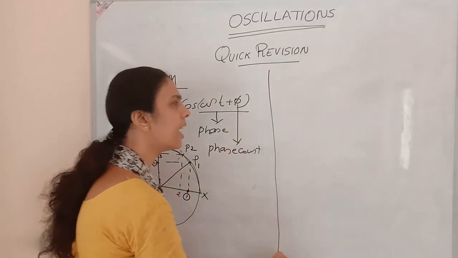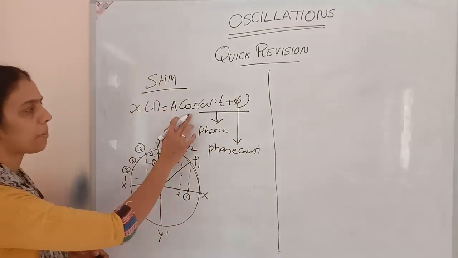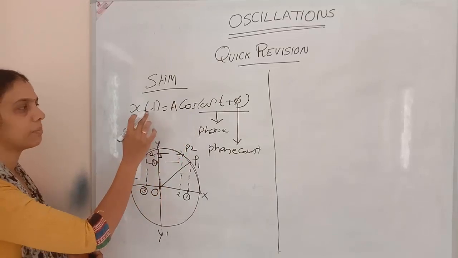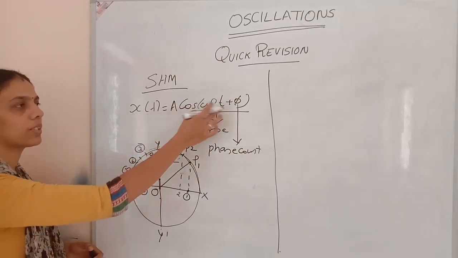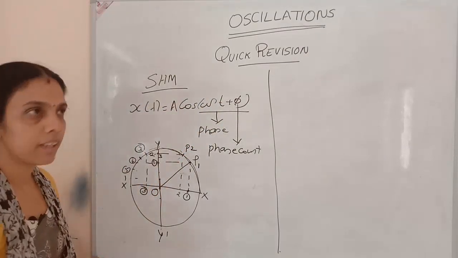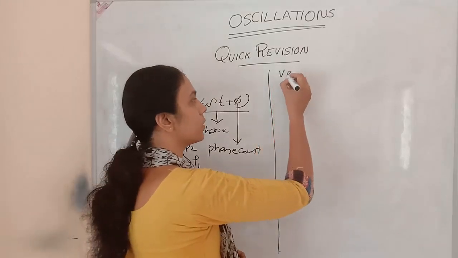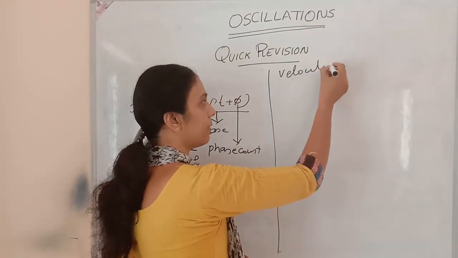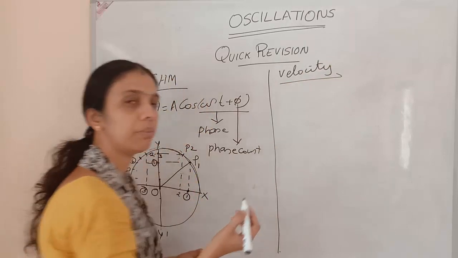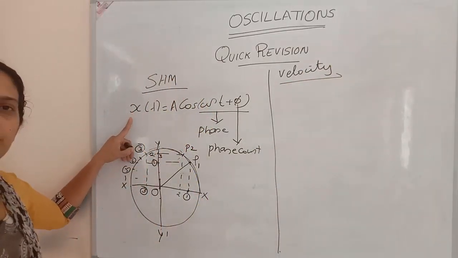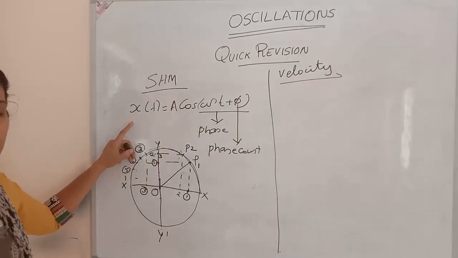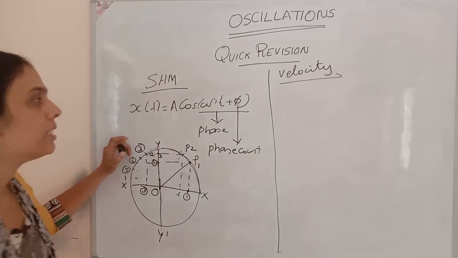Next, we already said displacement x can be represented as x of t equals A cos omega t plus phi. Now how can we represent velocity here? That is a derivation part. We already did that if we differentiate displacement once, we will get the velocity.